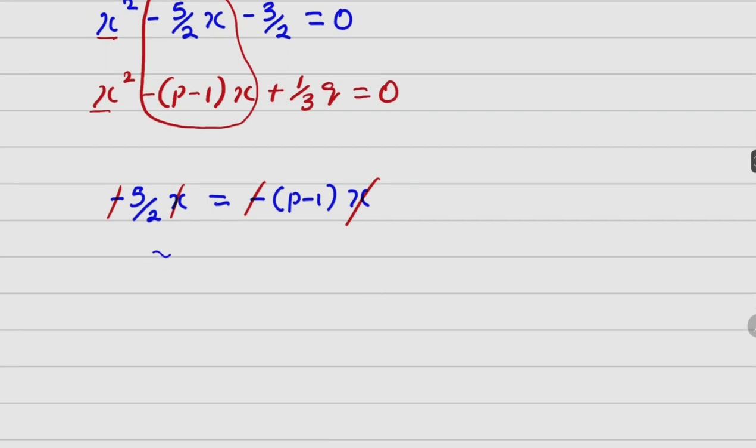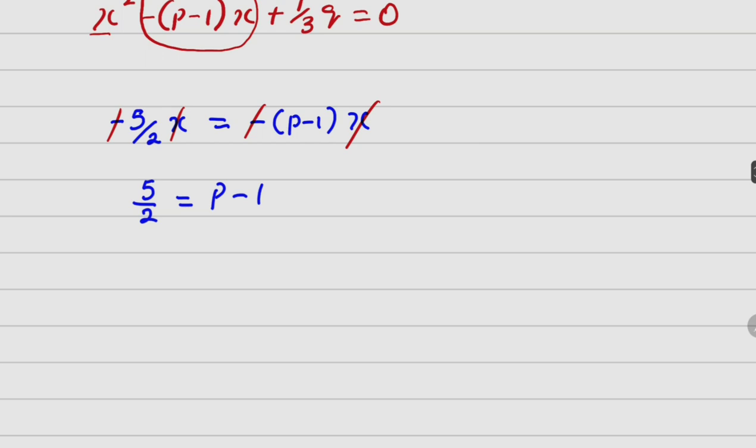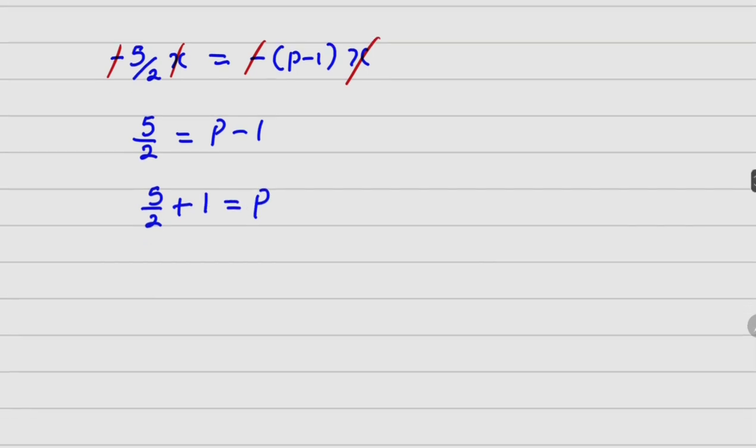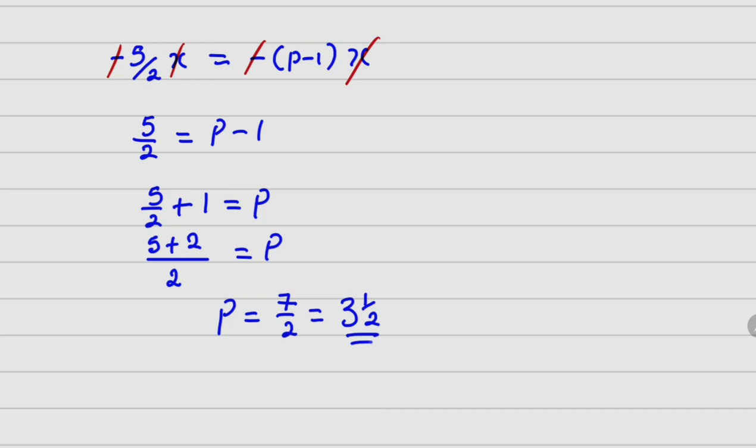will be 5 over 2 equals p minus 1. Okay? Now, picking minus 1 to the other side, I'm going to have 5 over 2 plus 1 equals p. All right? So my answer will be, therefore, the LCM on the left-hand side is 2. So I'm going to have 5 plus 2. So p now will be 7 over 2, which is 3.5. So I've gotten my p.